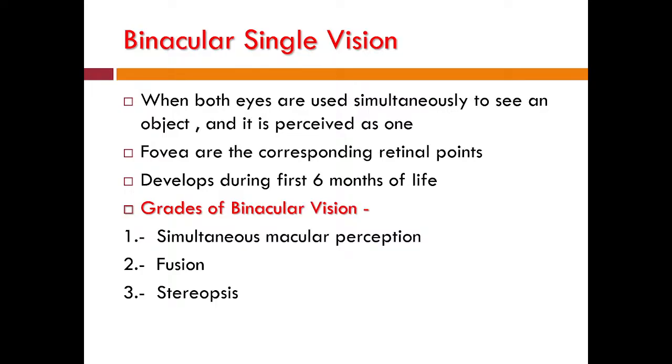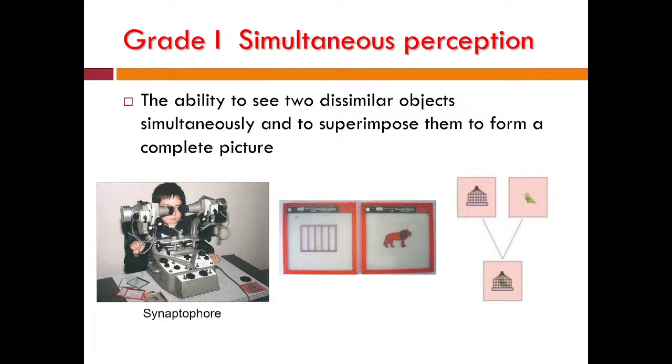Now, how do you test all these 3 grades? Whether the child has all these 3 grades, whether fusion is there or not, or stereopsis is present or not present. So, there are various instruments to measure these different grades of binocular vision. So, first is the simultaneous perception. So, how do you test it? So, there is an instrument called the synaptophore.